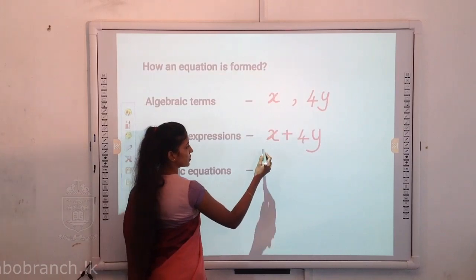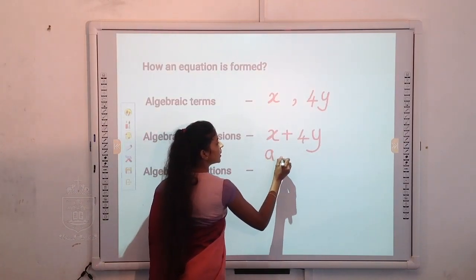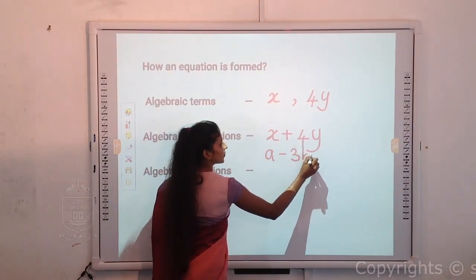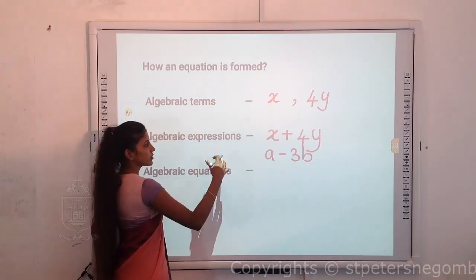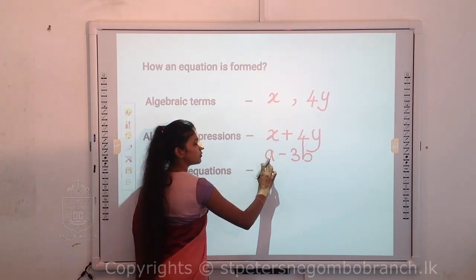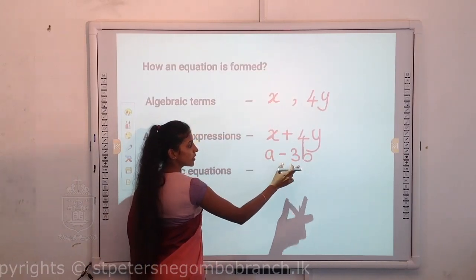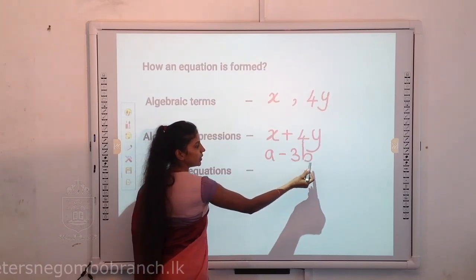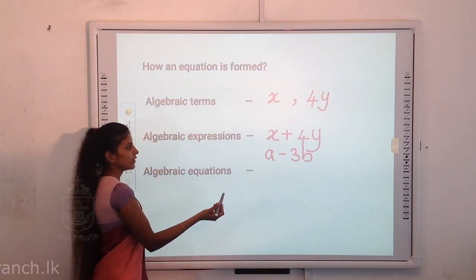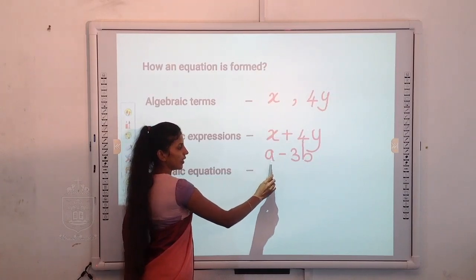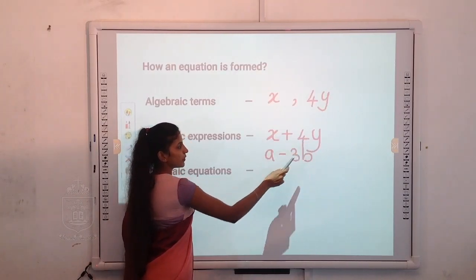Even if it is subtraction, another example, a minus 3b. This is also an algebraic expression where you have two terms. a is the first term, 3b is the second term. And here you have two unknowns, a, b, x, y.